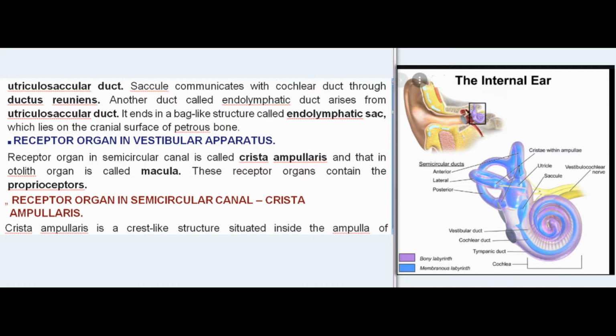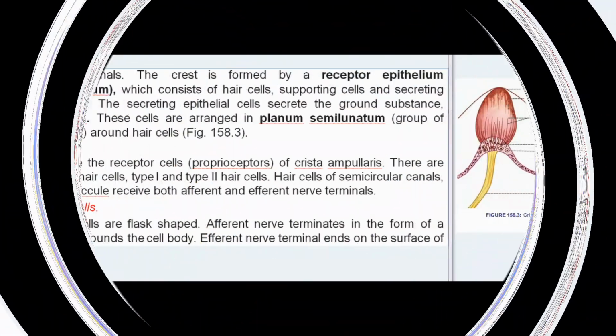Receptor organ in vestibular apparatus. Receptor organ in semicircular canal is called crista ampullaris and that in otolith organ is called macula. These receptor organs contain the proprioceptors. Receptor organ in semicircular canal, crista ampullaris. Crista ampullaris is a crest-like structure situated inside the ampulla of semicircular canals.